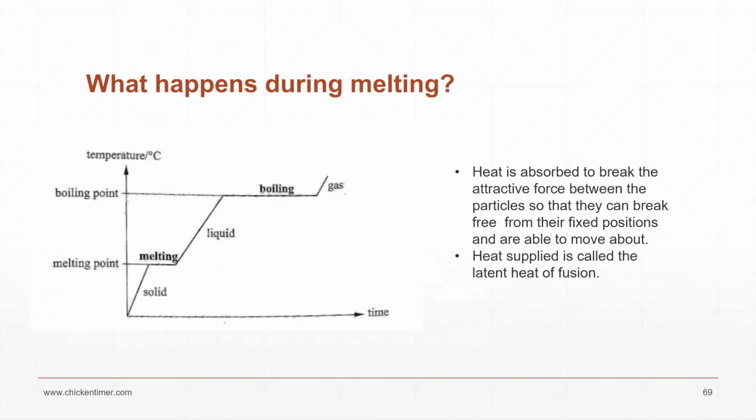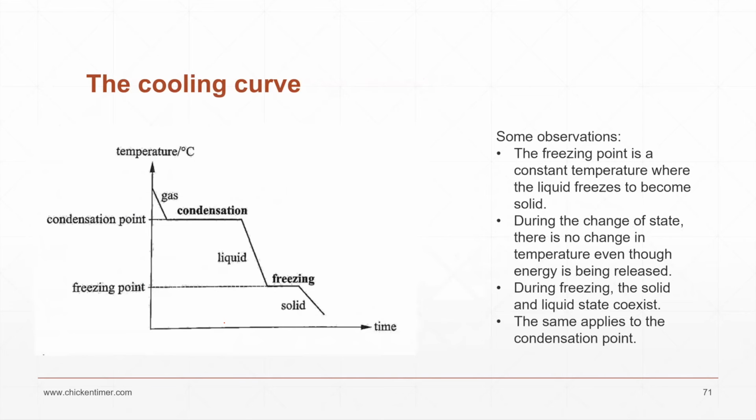Then this is what happens during melting. They can ask that too. Heat is absorbed to break the attractive forces between particles so that the particles can move about. Then boiling, heat is used to break the attractive forces between particles so they can move around freely and randomly in all directions. So the cooling curve is the reverse. Again, same as the heating curve.